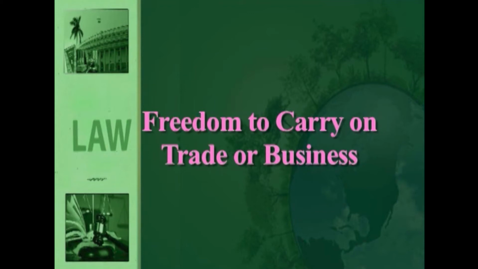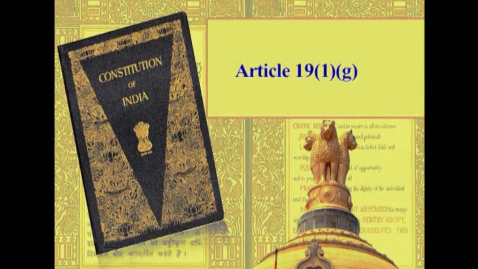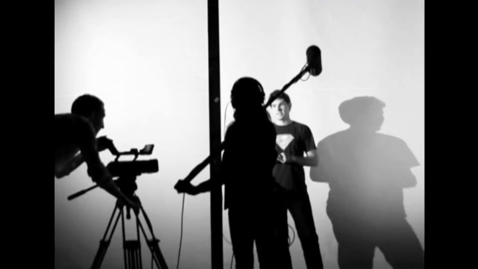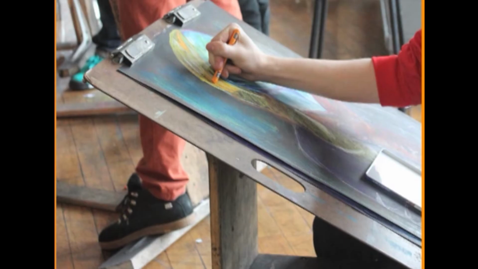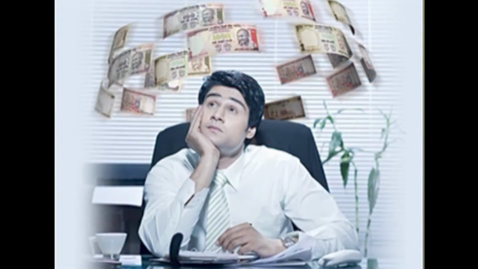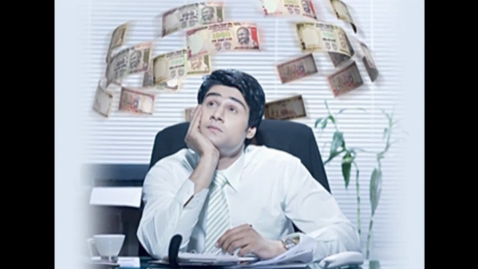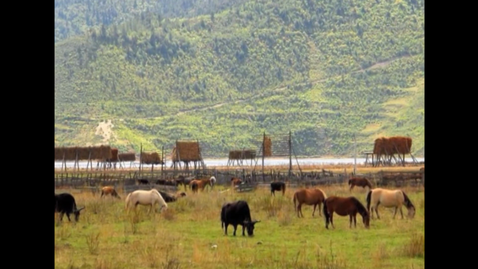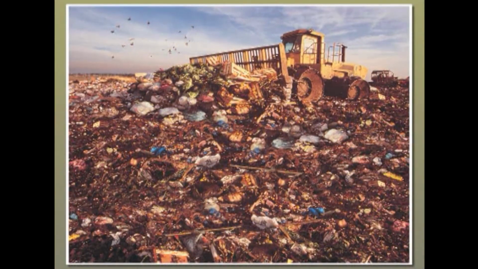Freedom to carry on trade or business. Article 19, Clause 1, Clause G guarantees all citizens the right to practice any profession or to carry on any occupation, trade or business. However, this right of the citizens is also not absolute. It is subject to Article 19, Clause 6 under which reasonable restrictions in the interest of the general public can be imposed. Thus, environment can be protected from the hazardous trade activity.